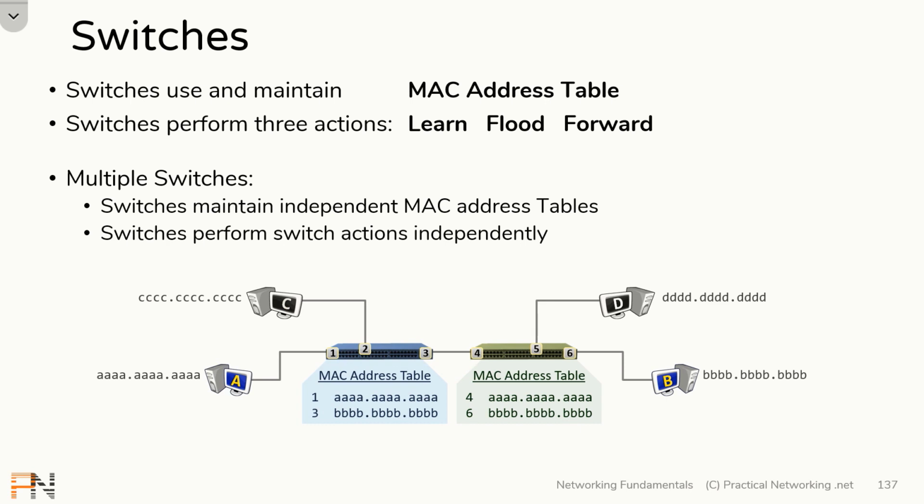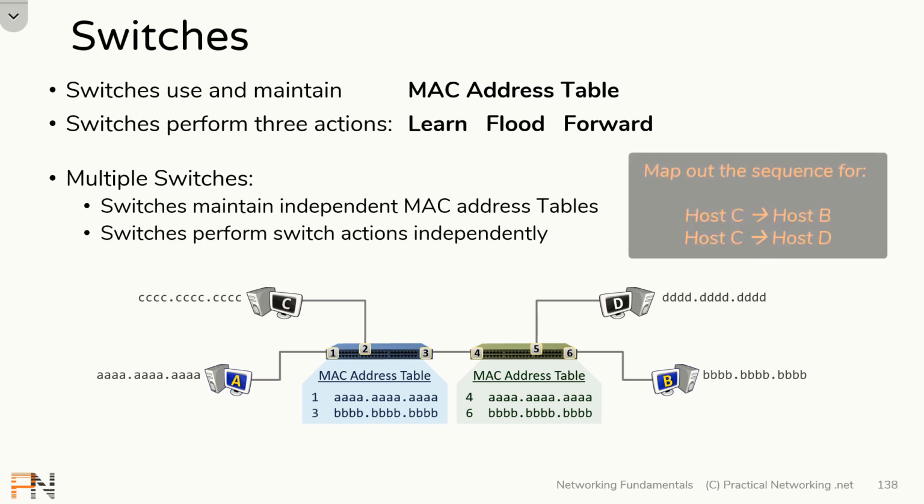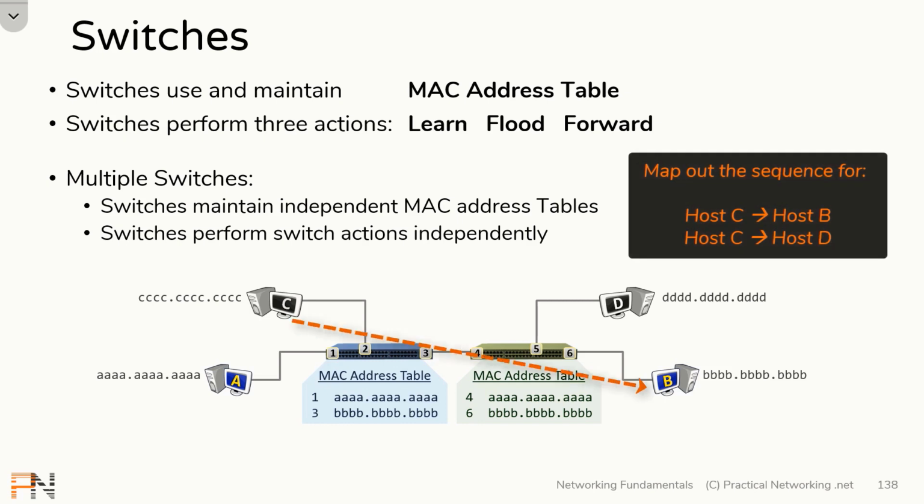Now it's your turn. I want you to continue this illustration and map out the sequence of events for a frame to go from host C to host B and the response, and also from host C to host D and the response. If you do this, you'll have mapped out the entire complete MAC address table for both switches in this topology. I'll show you the full MAC address tables in about 10 seconds so you can check your work. Otherwise, go ahead and pause this video right now and try to complete these sequences.